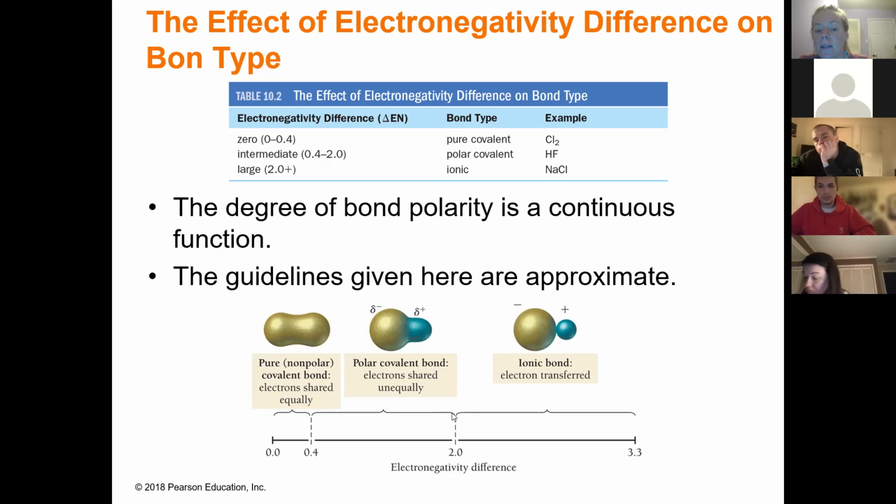And then there's this intermediate step in between where the difference is 0.4 to 2, where the electrons are being shared, but they're not being shared equally, right? The electron is kind of hanging closer to the thing with the larger electronegativity. So you can have a nonpolar covalent bond, a polar covalent bond, or we just jump into an ionic bond.